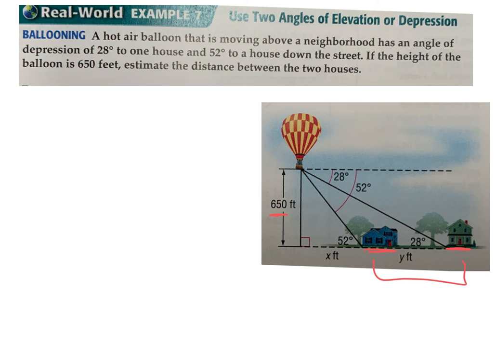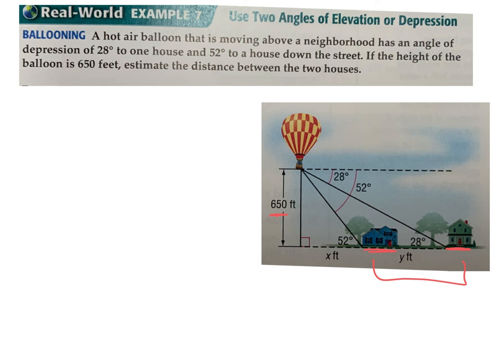All right. So between the two houses, I really just need to find the distance for this house, the distance for that house, and then subtract. They want the distance between the two houses. So I'm doing exactly the same thing. The elevation here is 52. The opposite side is 650. I need the adjacent side to find the horizontal distance from the first house to the balloon.